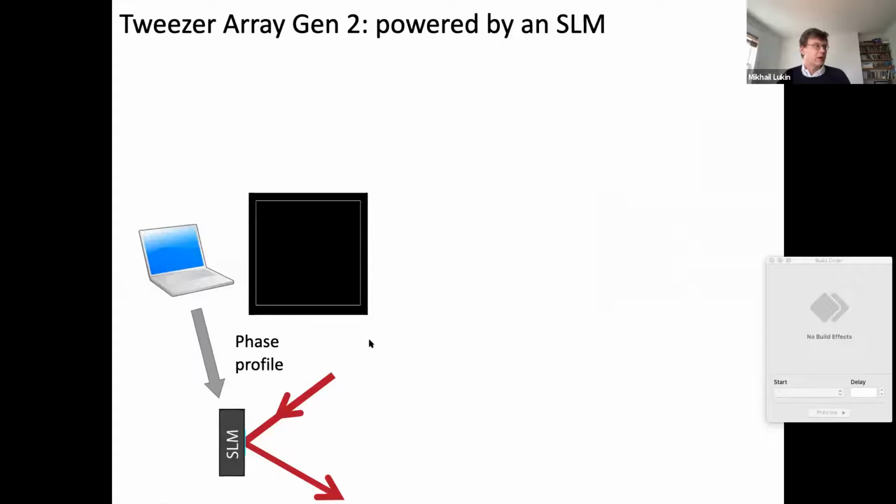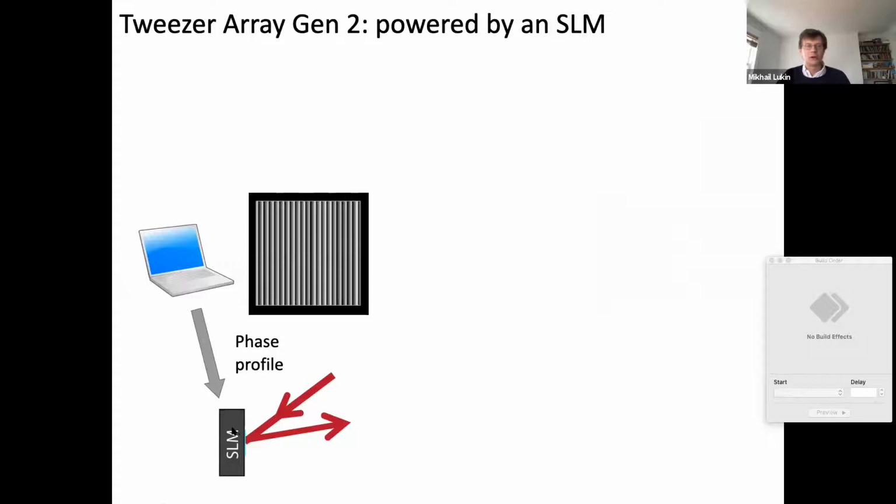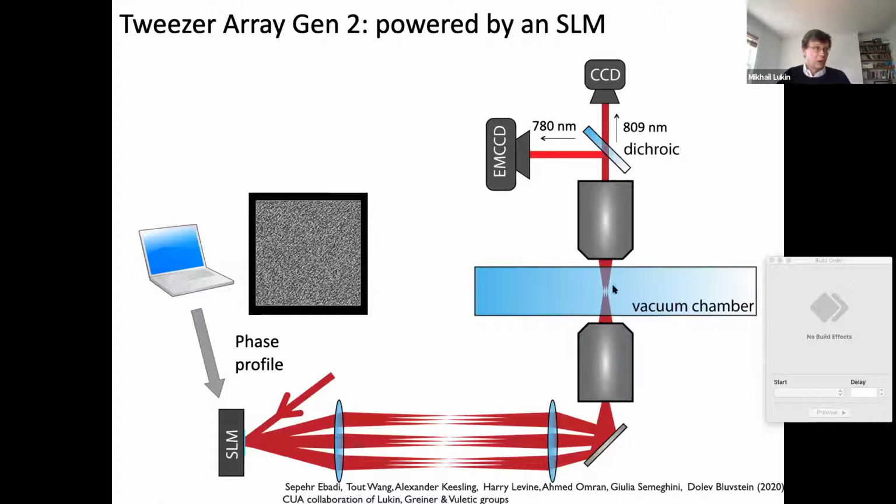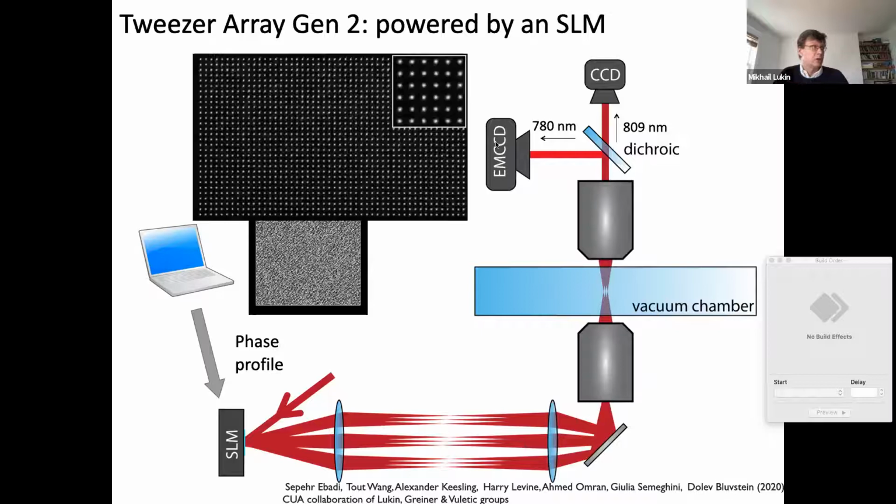This new generation of the experiment is powered by a device called a spatial light modulator, which is basically a computer generated hologram. This hologram can take the incoming beam and create a two-dimensional arrangement of tweezer traps, which we project into a vacuum chamber. Here we can see a picture of thousands of traps.